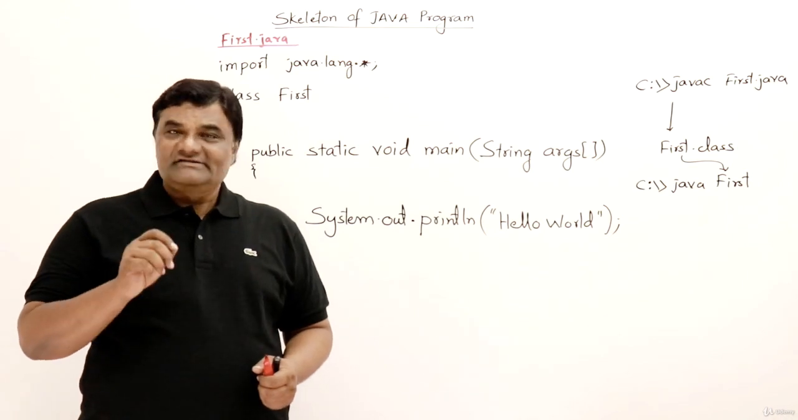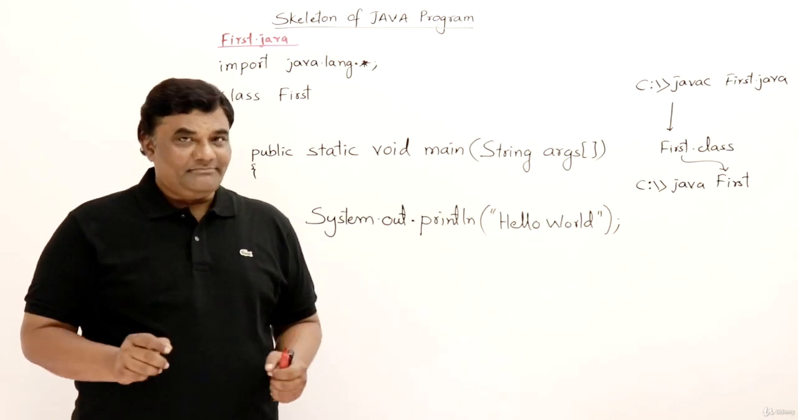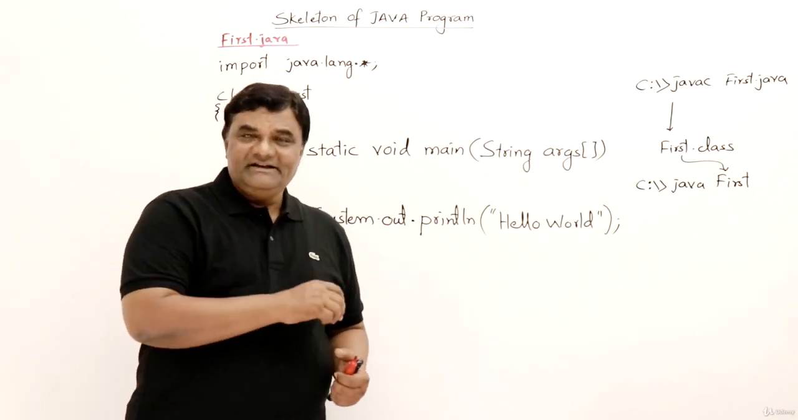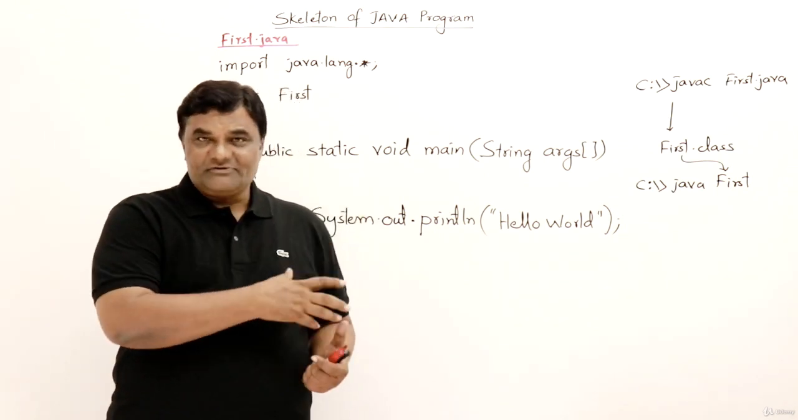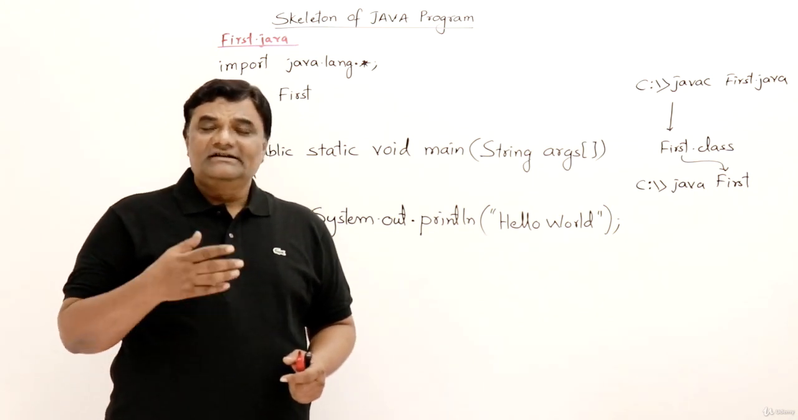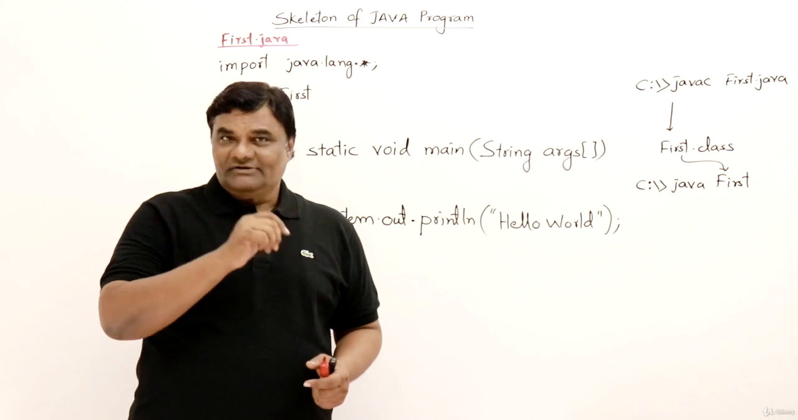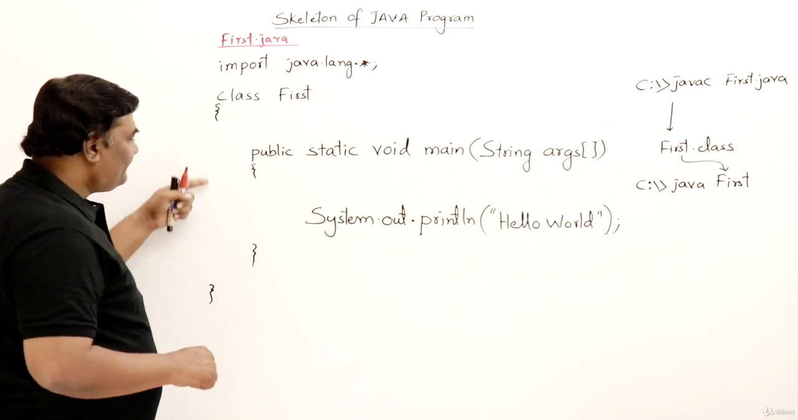In this video, let us look at the skeleton of a Java program. That is our first Java program. So let me explain to you what are the elements of this program, what are the things that you have to write. Then I will go into details of each and everything. So let us look at the program.